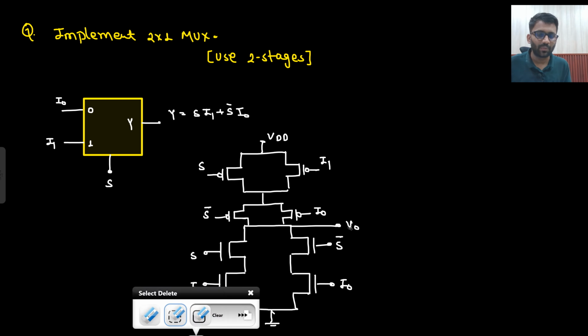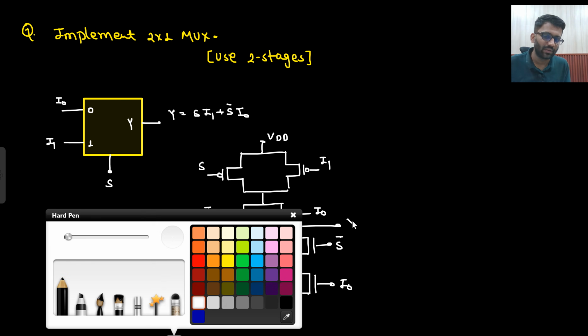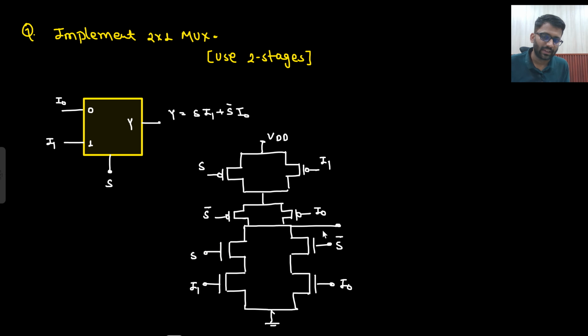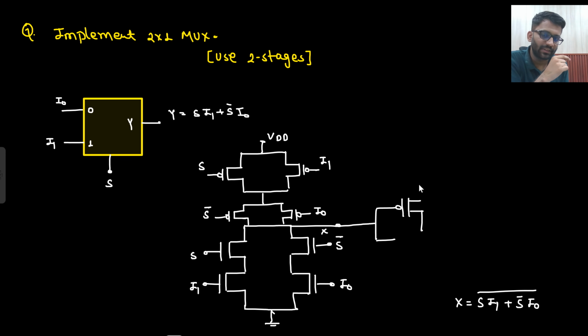So this is not your final output. What is this output? If I call this X, what is my X? X is S into I1 plus S bar into I0. Since it is connected to ground, bar will come, right? So if this is the case, here what do we need to use? We need to use an inverter. So how do we implement an inverter? For that we don't need to think much. Simply I know this is how the inverter looks. Here the input should come.